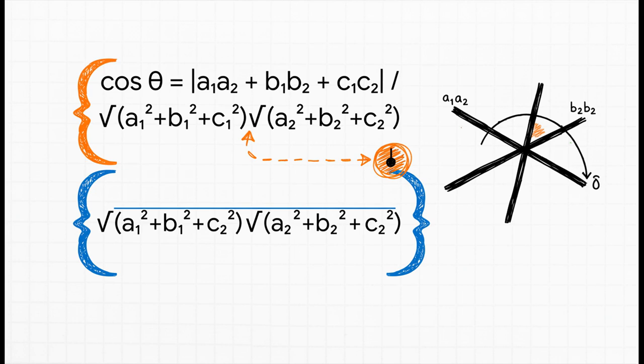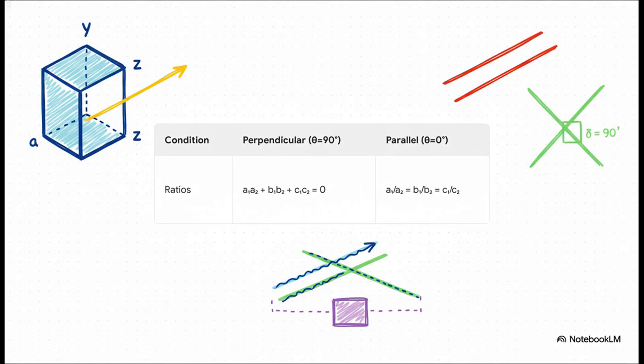Now, it looks a little long, I agree. But don't worry, it's actually very simple. The top part is just the dot product of the direction ratios, and the bottom part is just the product of their magnitudes. That's it. Please, please, please note this down. Super, super important.